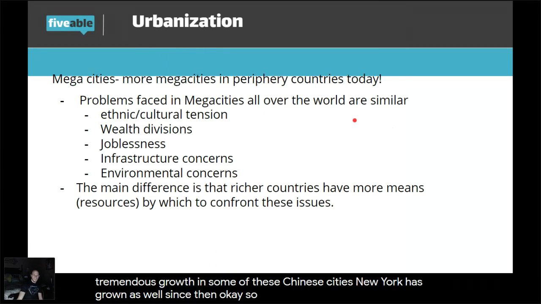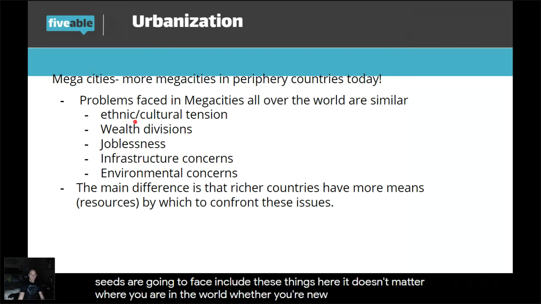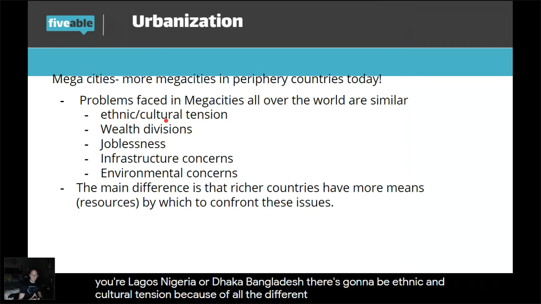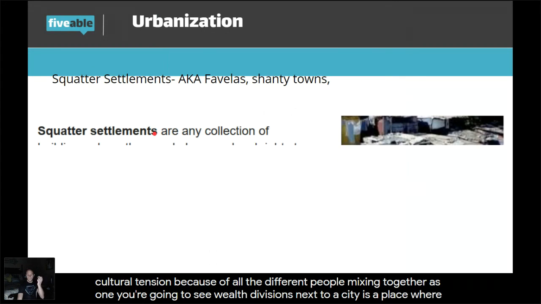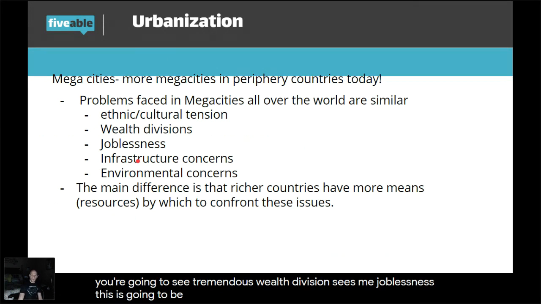Okay, so some of the problems that mega cities are going to face include these things here. It doesn't matter where you are in the world, whether you're in New York City, Lagos, Nigeria, or Dhaka, Bangladesh, there's going to be ethnic and cultural tension because of all the different people mixing together as one. You're going to see wealth divisions. Mexico City is a place where you're going to see tremendous wealth divisions, joblessness. There's going to be infrastructure concerns. There's going to be environmental concerns.